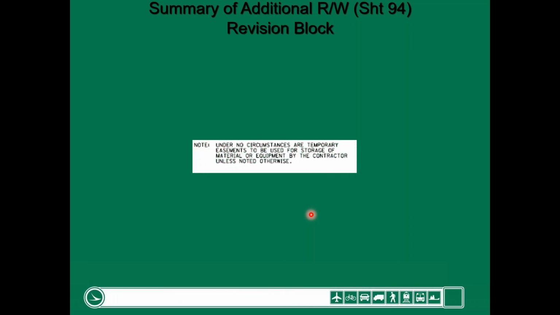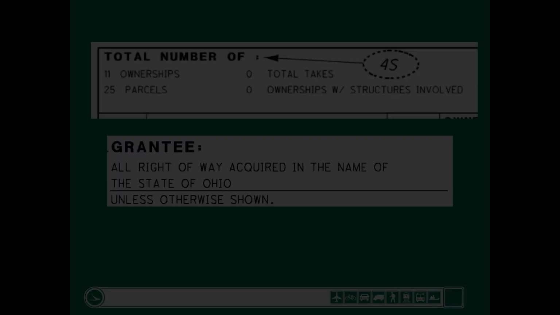This note down here, next to the temporary easement note, says under no circumstances are temporary easements to be used for storage of material or equipment by the contractor, unless noted otherwise. We do have some temporaries. It's rare, but we do acquire some temporaries on occasion that will store temporary easement. But in general, that is not what we acquire temporary easements for. The contractor is supposed to acquire their own rights to store equipment with whatever property owner they deem appropriate. That's not generally what we acquire temporary easements for.